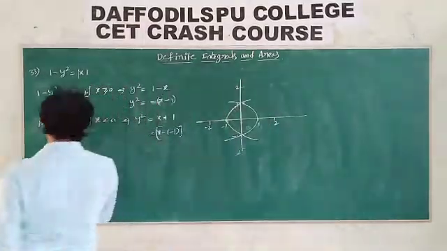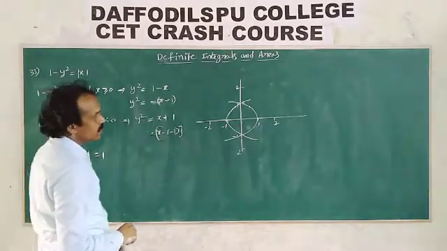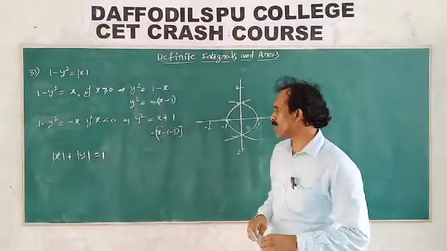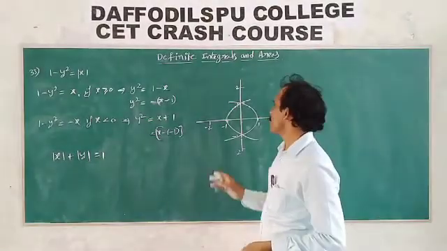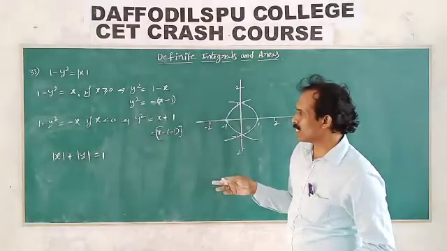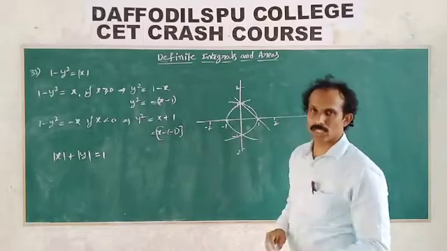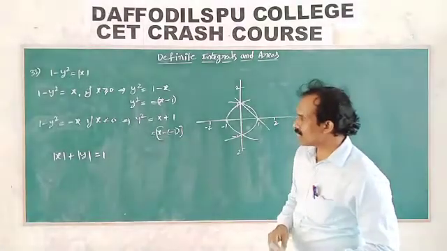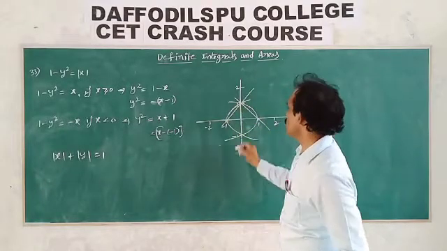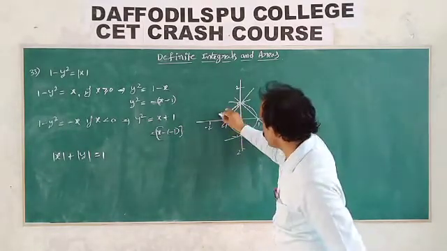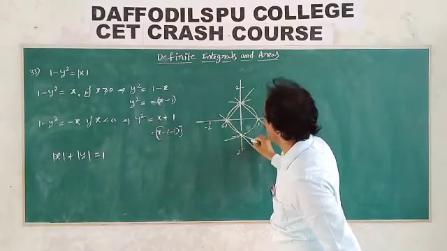Next, mod x plus mod y is equal to 1 is the curve. Clear? So if x is greater than 0 and y is greater than 0, it is like this. x less than 0, y greater than 0, this one. x less than 0, y less than 0, like this.